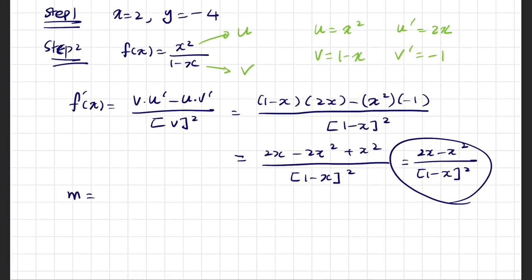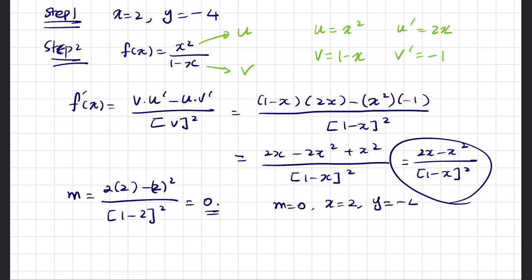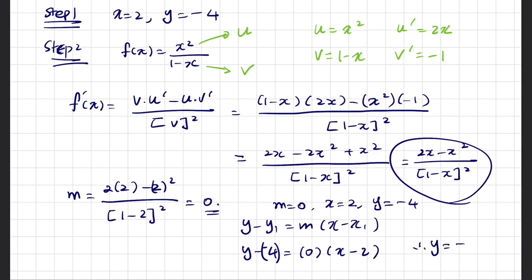So slope is equal to 2 times 2, since x value is equal to 2, minus 2 squared over 1 minus 2 squared, then we can calculate the slope as 0, right? Then using the information slope equals 0, x value equals 2, y value equals negative 4, and using the equation y minus y1 equals m times x minus x1, we can calculate our equation of the tangent as y equals negative 4.